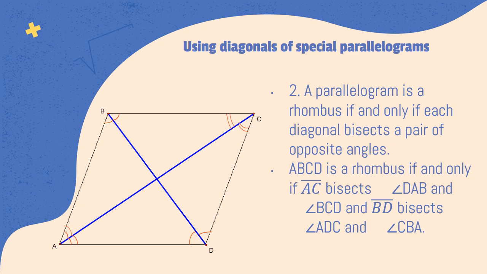And again, since we have this theorem stated like an if and only if, it is a biconditional statement out of which we can get two statements that are going to be true. If I have a parallelogram that is a rhombus, then each diagonal bisects a pair of opposite angles. And if I take the converse of this, if each diagonal of a parallelogram bisects a pair of opposite angles, then that guarantees that this parallelogram is a rhombus.